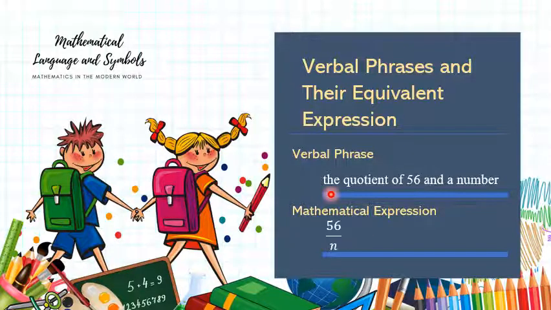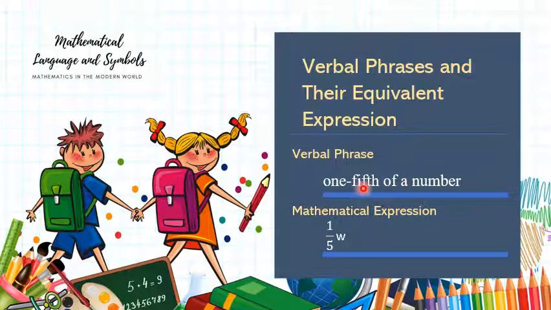Next is the quotient of 56 and a number. In mathematical expression, it is 56 divided by n, because the quotient of implies division. And this one, one-fifth of a number. So 1/5, 1 over 5, of means multiplication. A number can be represented by any variable, and this time we choose w.